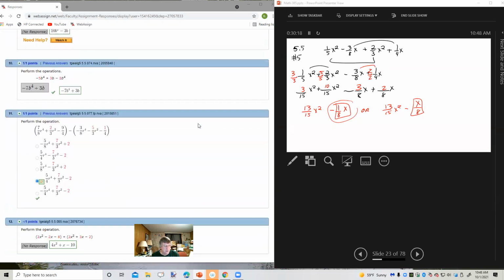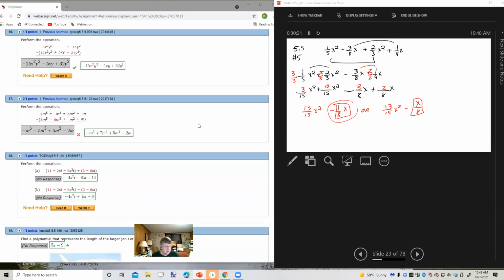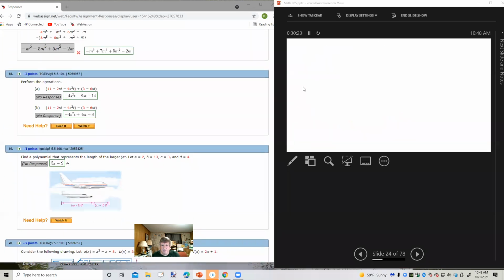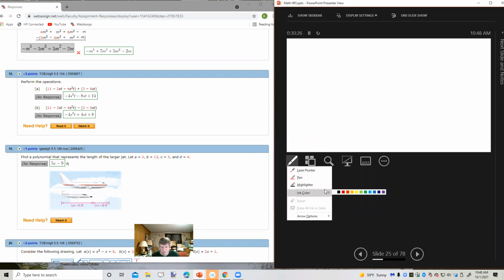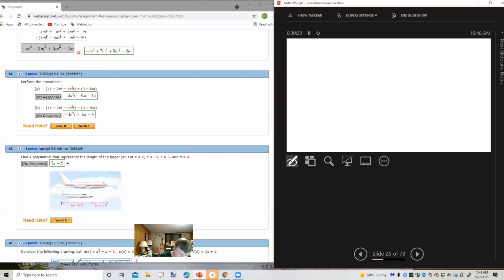That takes us to number 18. So this again is still 5.5, number 18. And part A, perform the operations. So we have 11 minus 2st minus 4s squared t plus the quantity 3 minus 6st.